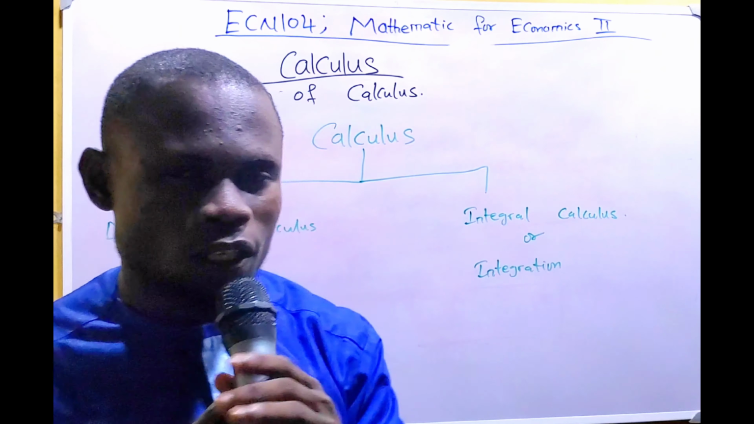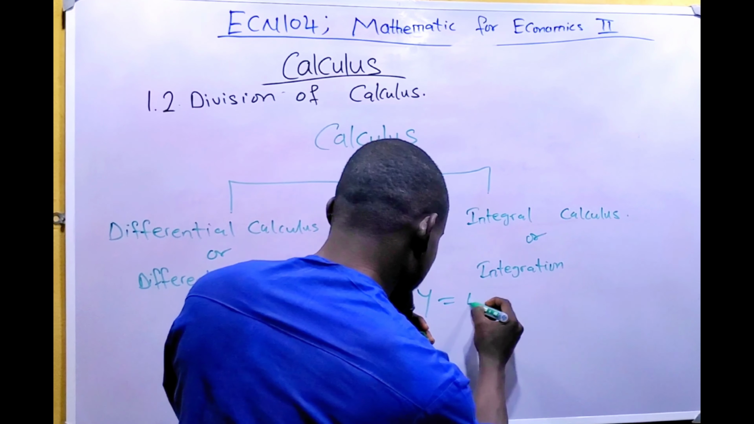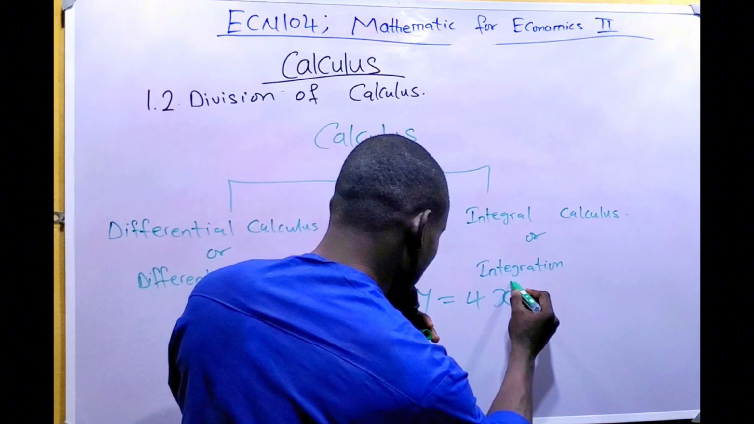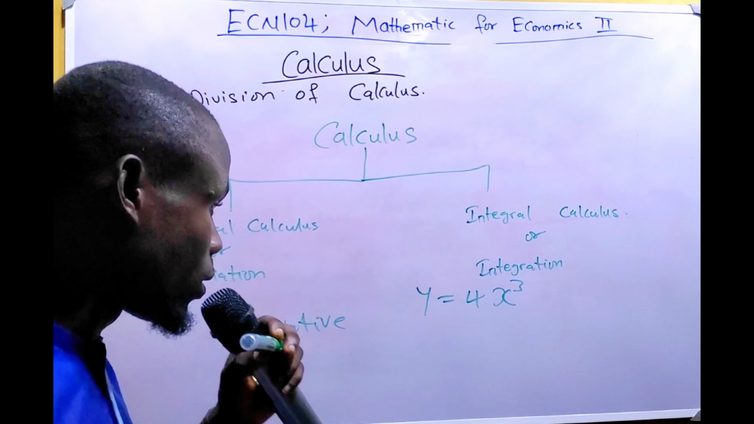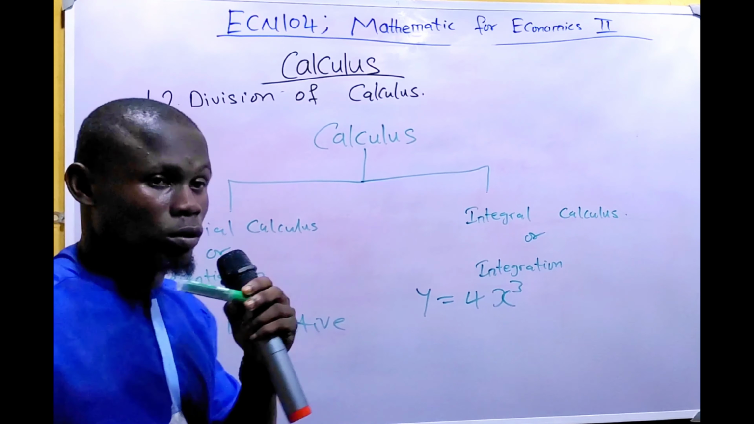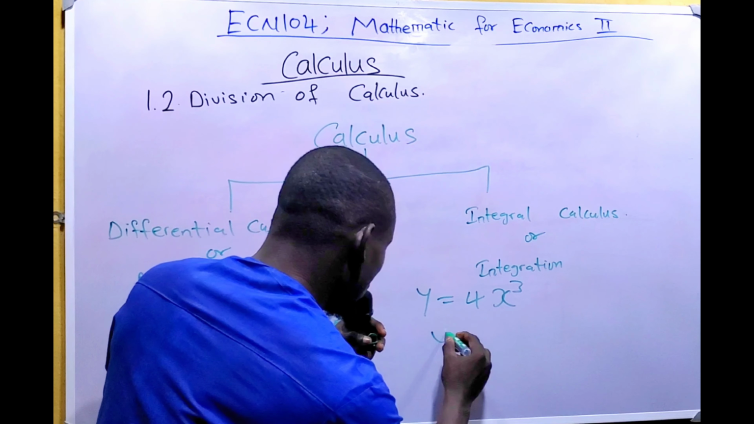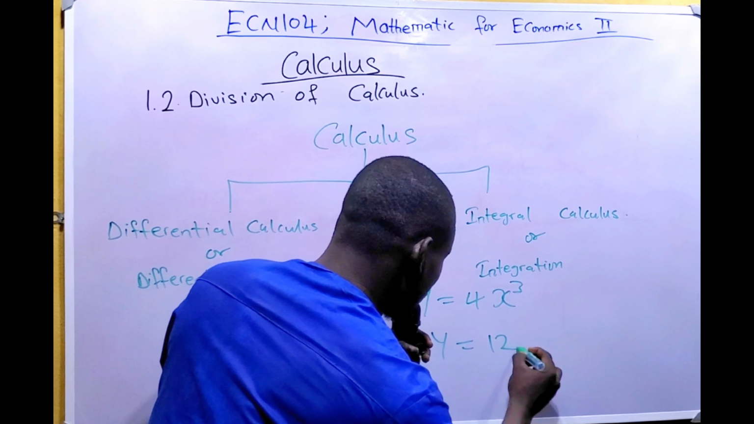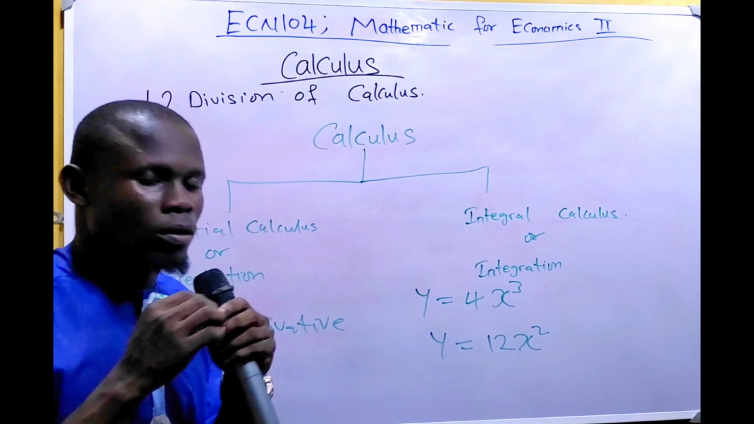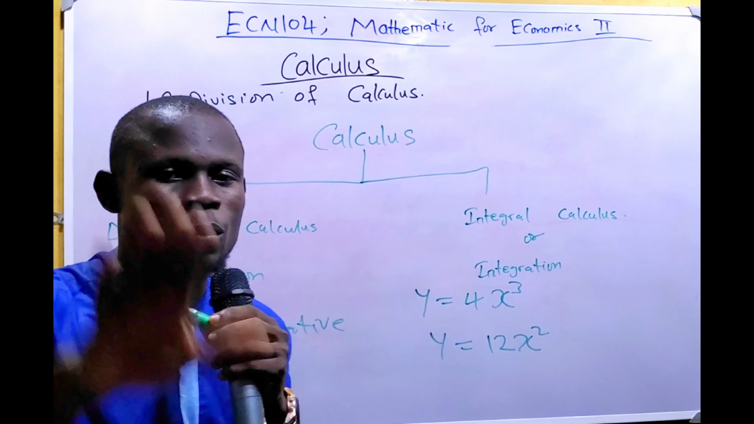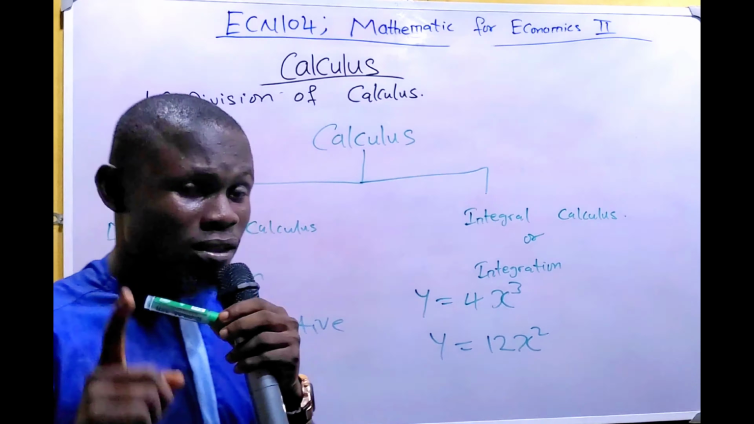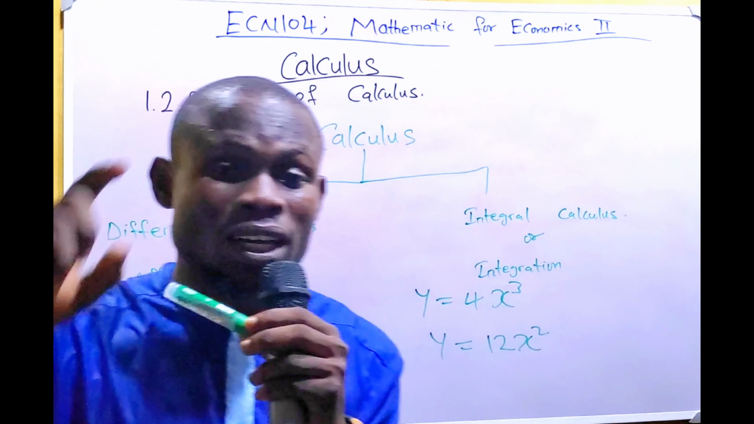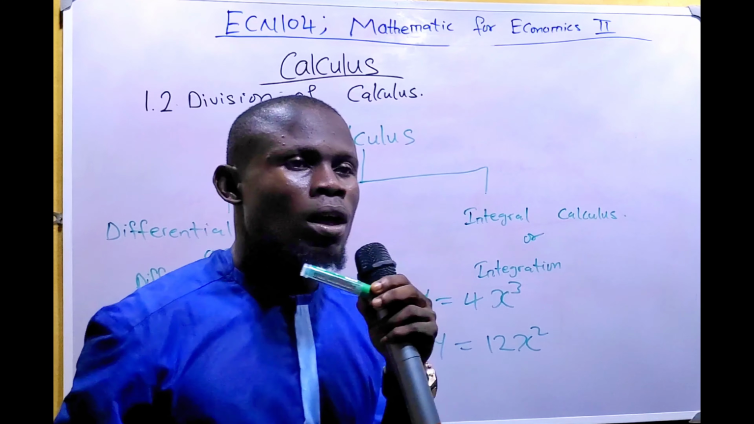You are not getting it. What I'm saying is that if you have a function such as y equals 4x raised to power 3, and you're asked to differentiate this function, what you are going to get is y equals 12x squared. Now, don't ask me how I do it yet. We will get to know that. But let's just assume that this is the derivative. Remember I said the resultant of that differentiation is called the derivative.